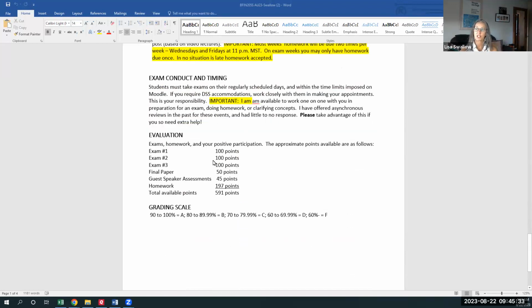And then evaluations: we have 3 exams at 100 points each, and a final paper at 50. Our guest speakers are around the insurance topics for 45 points. You'll be watching videos and commenting on those. And then you have almost 200 points of regular homework. So there's really a lot going on in this class. I really encourage you to stay in touch with me. Again, if you need any additional help, that's what I'm here for.